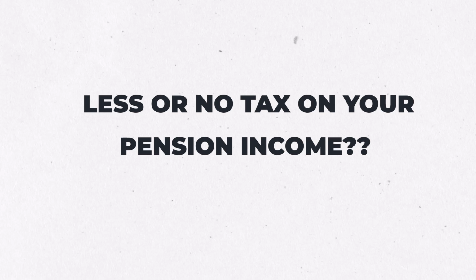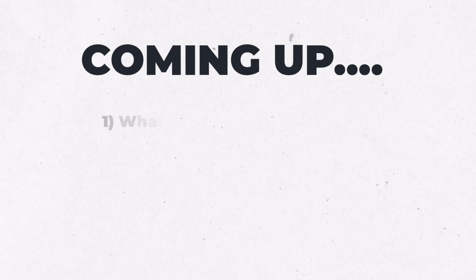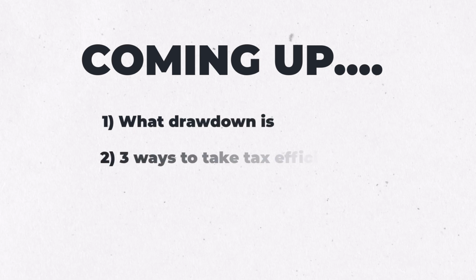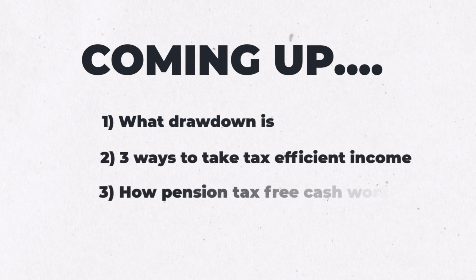Would you like to pay less or even no tax on your pension drawdown withdrawals and make them as tax efficient as possible? In this video, we're going to explore the various ways that you can use Flexi Access Drawdown to take a flexible income from your pension and at the same time reduce or even eradicate your tax bill. For each option, I'm going to give you an example and show you the withdrawal and how it would work and what the taxation would look like.